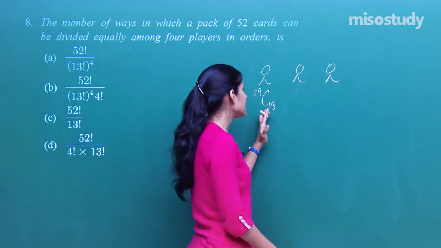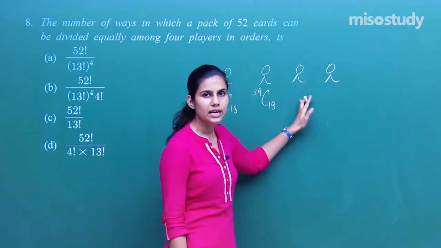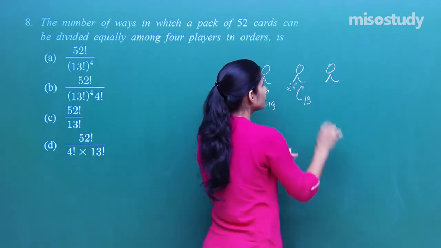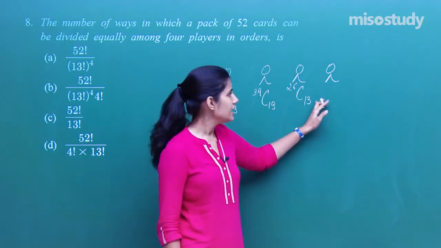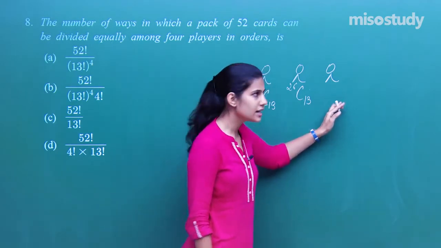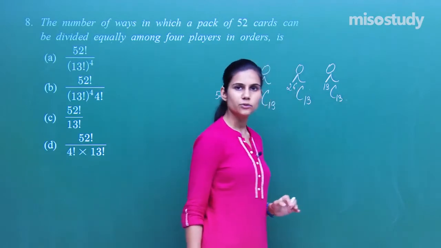Once I am done with this task, I am going to go to the third guy, and now I am not left with 39, I am left with 39 minus 13, that is 26 cards, out of which I am going to distribute him 13 cards in 26 C 13 ways. And then I am going to go to the fourth guy, I will only be left with 13 cards, so I am going to do that in 13 C 13 ways.